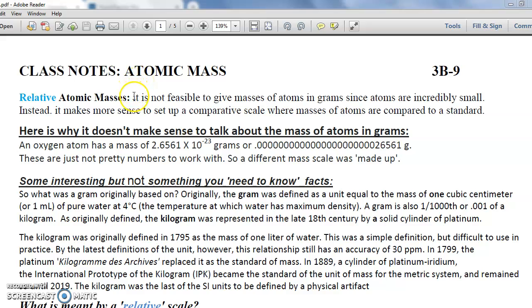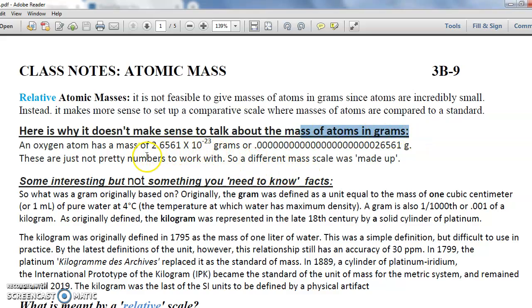First of all, before we get into atomic mass, we need to talk about what a relative atomic mass is, because atomic mass is relative. In other words, they had to come up with a whole new scale that they could use to represent masses of atoms, because atoms were incredibly small. And none of the scales that were used at that time for mass would work for atoms, since they are so small. In other words, it would make no sense to give the mass of an atom in grams.